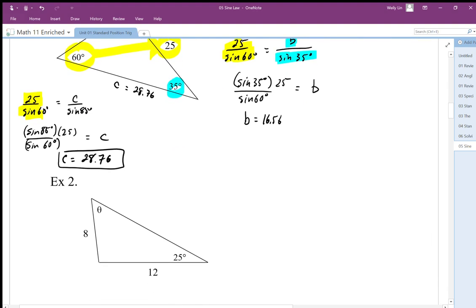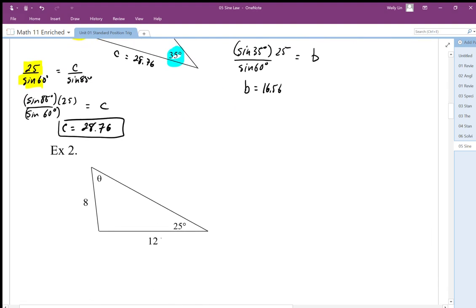Okay, so here's another one. We have 12, 8, 25. What we're first looking for is an angle and opposite side pairing. So we have that, which indicates to us that we can use sine law. Now here we're going to solve for theta, and we have an angle and opposite side pair that we can write the same ratio to that yellow one.